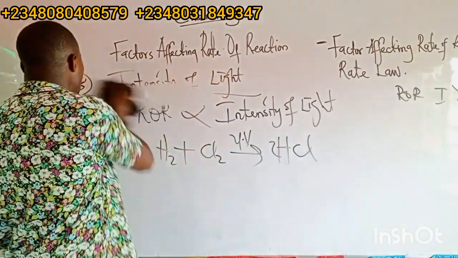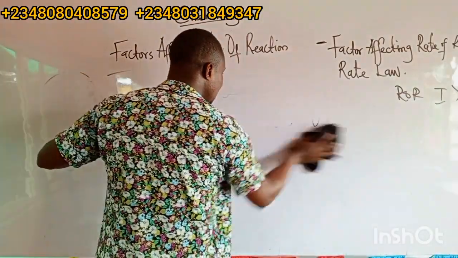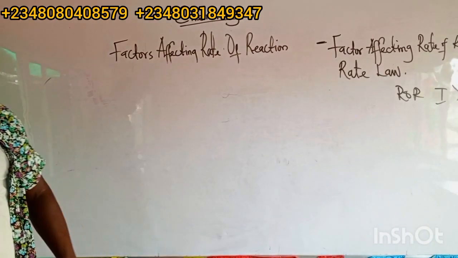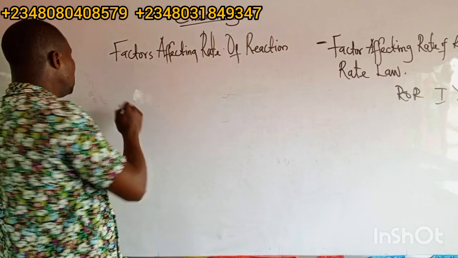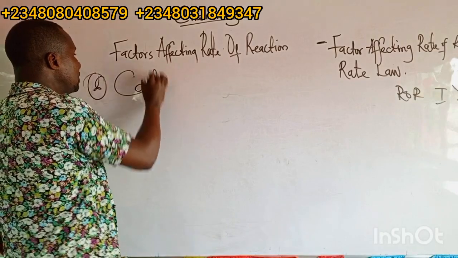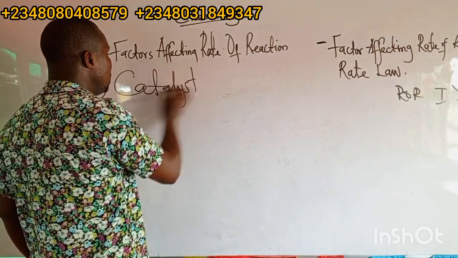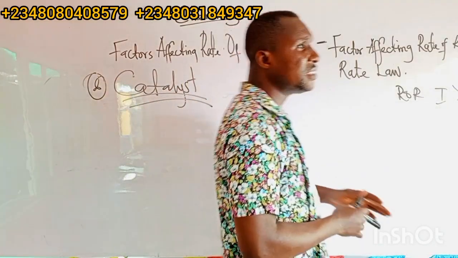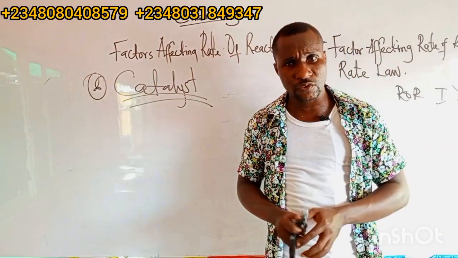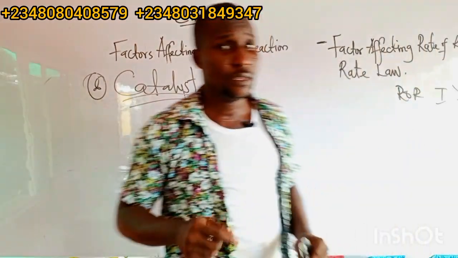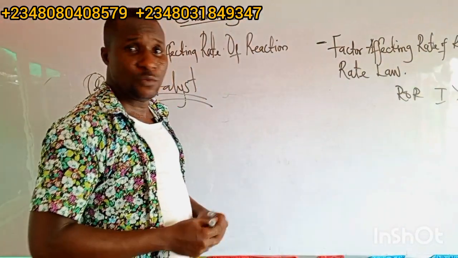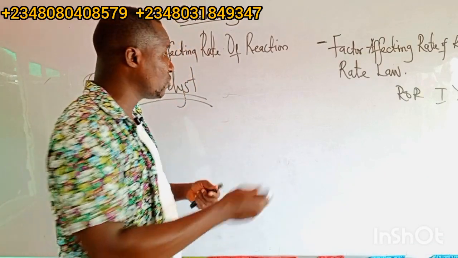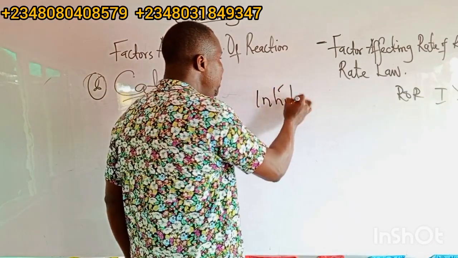Let's move. Another one is catalyst. Number 6, catalyst. There are some catalysts that slow down rate of reaction. First of all, take note of that. There are some catalysts that slow down rate of reaction. We are not discussing those catalysts. And those ones that slow down rate of reaction are known as inhibitors.